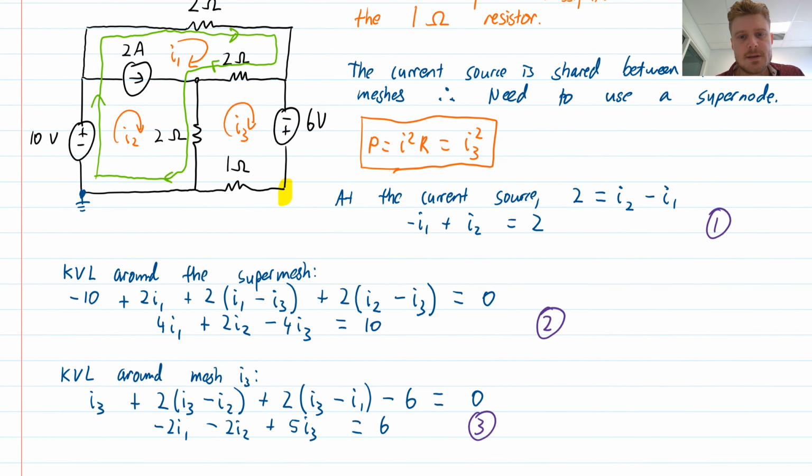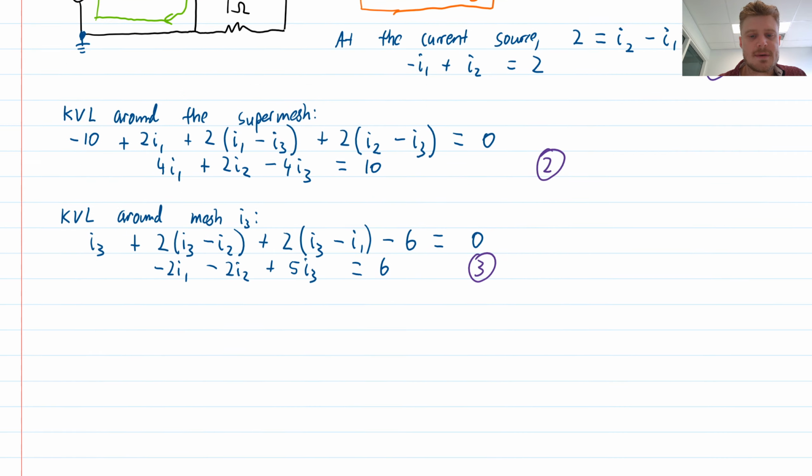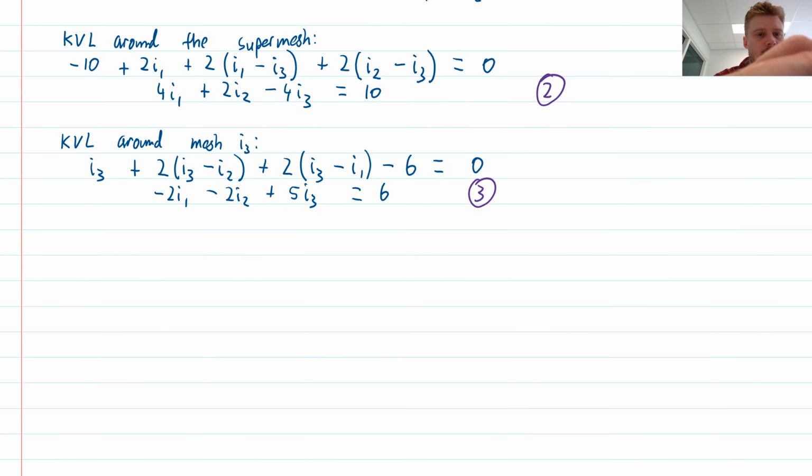I can be a little strategic because I recall that for my final answer, I actually only need to know I3, I only need to know one of the variables. So therefore a good method is Cramer's method. So I'm going to solve this with Cramer's method. To do that, I need to express this as a matrix. Bear with me, as a matrix.